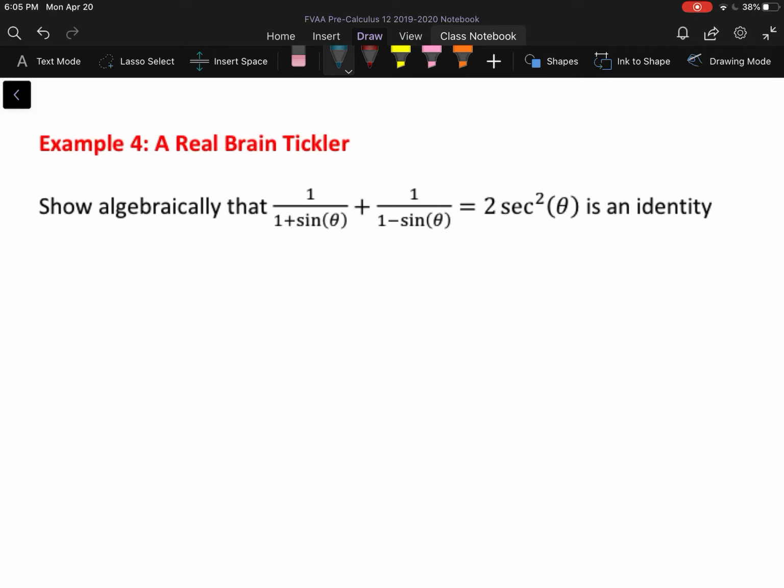All right, hopefully that went well, or at least you learned some things that don't work. Okay, so this is one way of solving it here. I'm going to rewrite it so I can show more clearly the algebra that I'm doing to this problem. And I'm going to change everything to sine x, it's easier to write than theta. So 1 over 1 plus sine x plus 1 over 1 minus sine x is equal to 2 secant squared x.